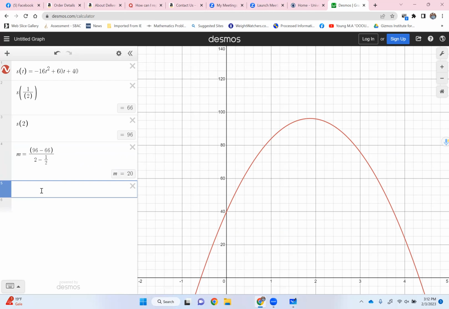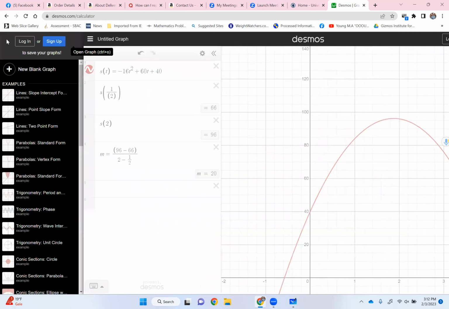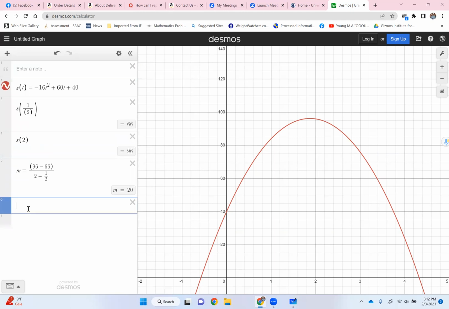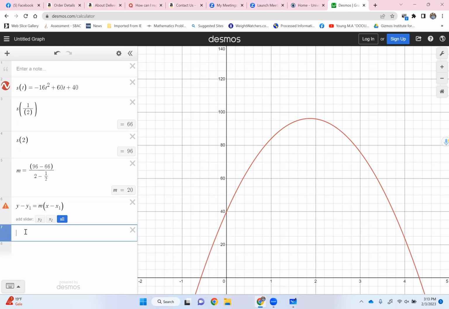All right, now we want to use the point-slope formula for a line. So I'm going to quickly write it in. Just a little notation: y minus y1 equals m times x minus x1. Okay, so there's our formula. It didn't put it in quotes. I'm not sure why, but that's okay. There's our formula, in case we need to look back at it, but don't add the sliders.